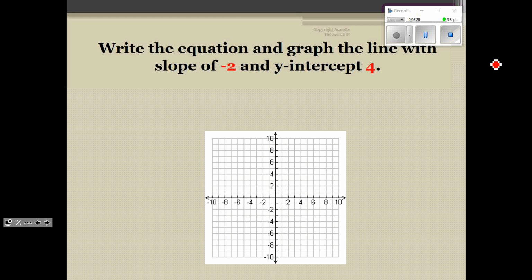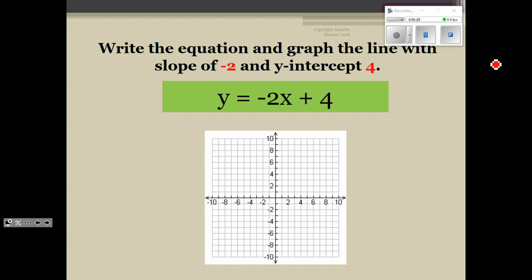Slope of negative 2 and a y-intercept of 4. Our equation would be negative 2x plus 4. We have to think of the slope as a rise and a run, so we put that over 1. We always begin at the y-intercept, which is 4. From the y-intercept on the slope, we can either go down 2 to the right 1, or we can go up 2 and to the left 1. On this one, I'm just going to go down 2 to the right 1.